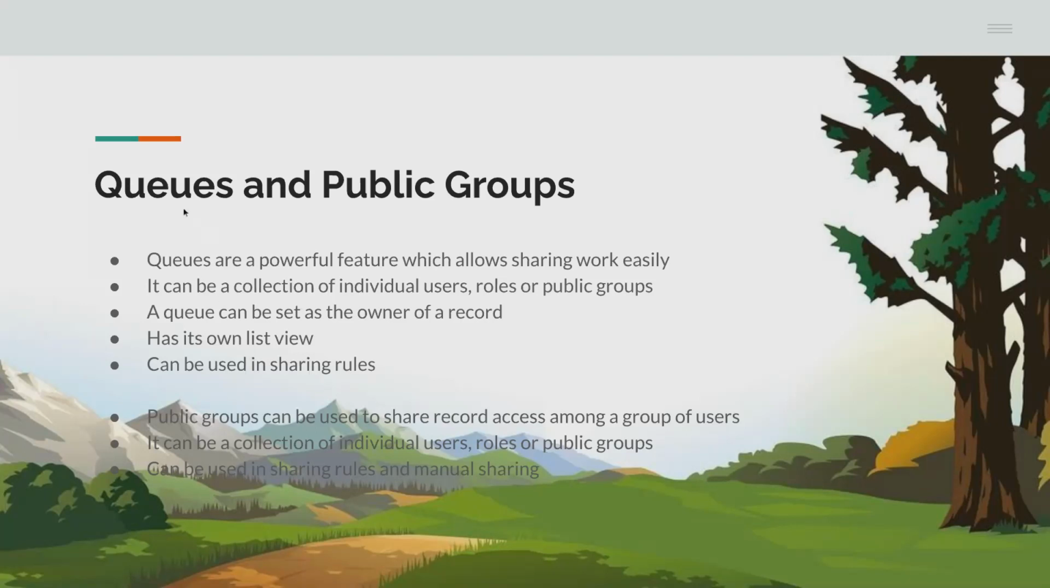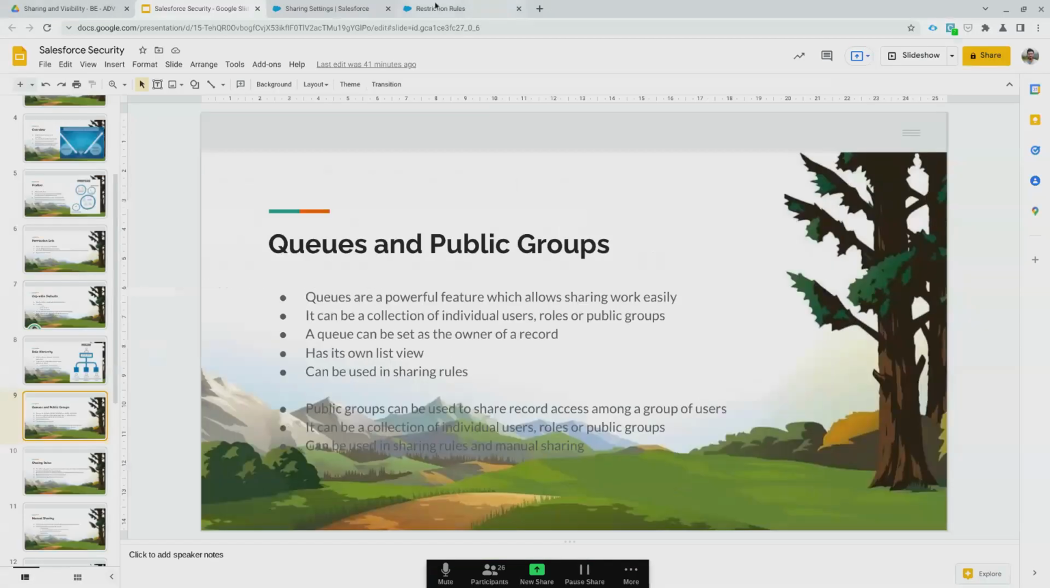And another thing is, when creating a queue, you have to define for which object the queue applies to. It's not just a collection of users, it's per object. And when you create a queue, it will create its own list view in the object tab. So again, I can show it to you.